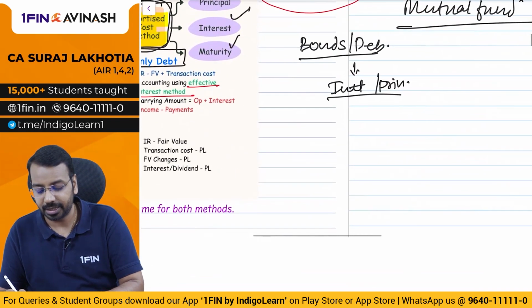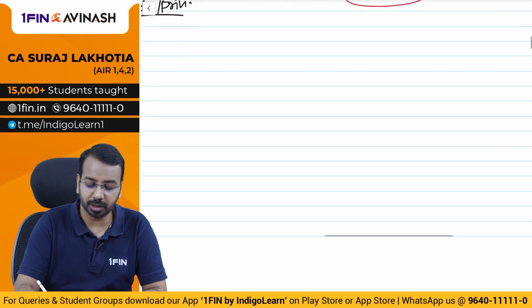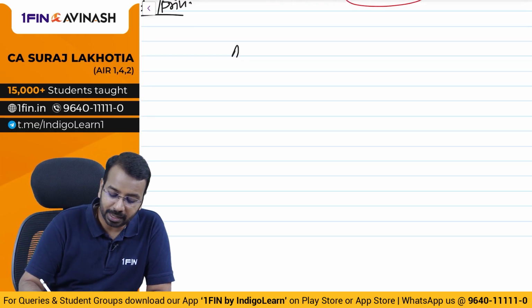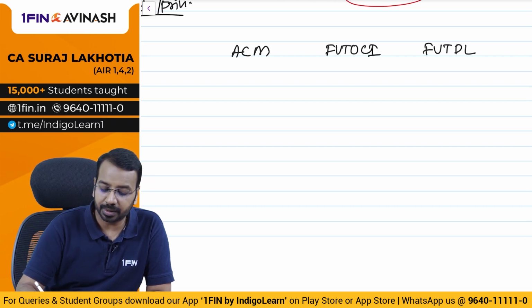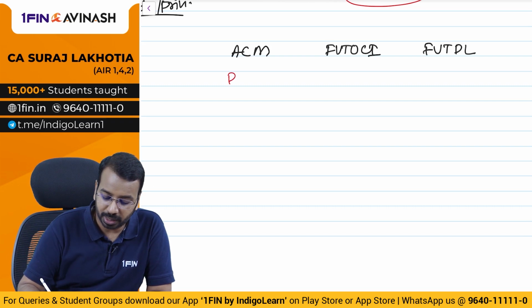So I will just note down for you once again so that you do not forget. One is amortized cost method, second one is fair value through other comprehensive income method, third one is fair value through P&L method. Under amortized cost method, you get only principal and interest and you hold till maturity.